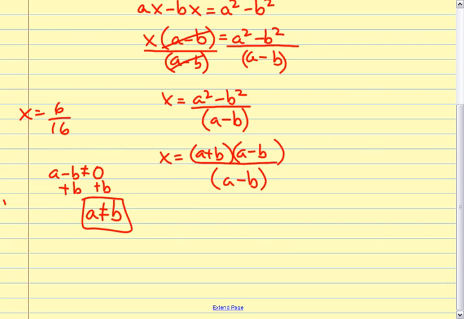What do I do, Ava? Okay, so now you're going to cancel. Yep, and they both have a minus b in common, so you just cancel those 2 out. So x equals a plus b, as long as a does not equal b. Perfect.